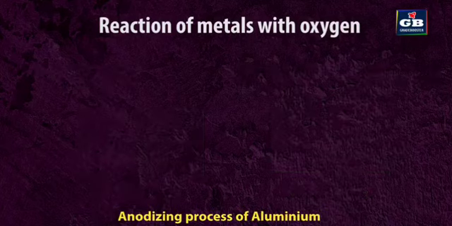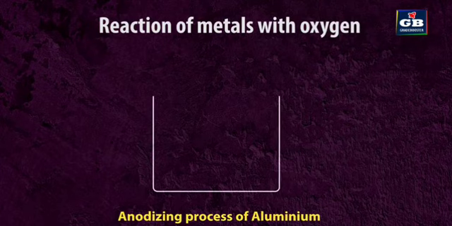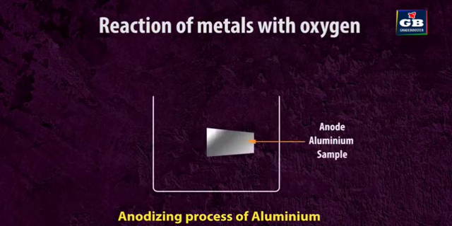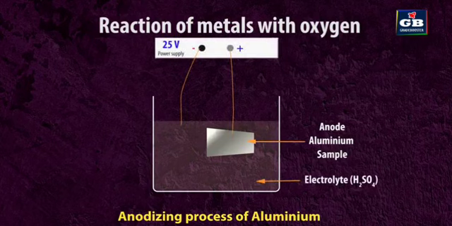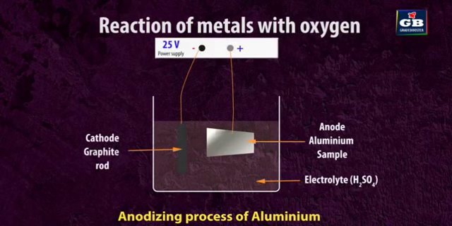Anodizing process. A clean piece of aluminium is taken for the process. The aluminium piece is placed in a solution of dilute sulfuric acid and connected to an electrical circuit as the anode, meaning positive electrode. When electricity flows through the solution, oxygen gas is produced at the surface of the aluminium.